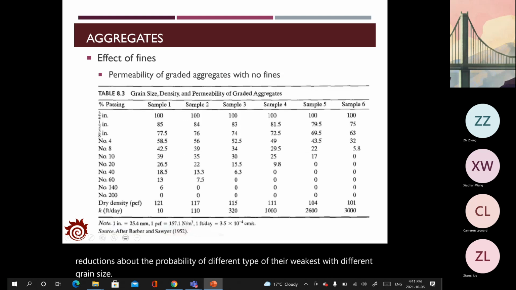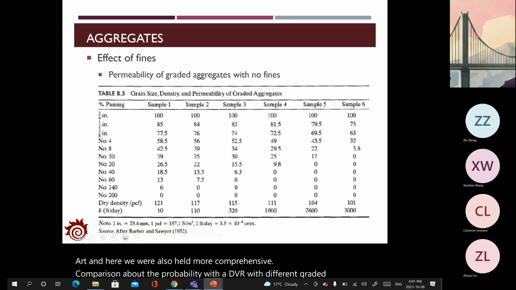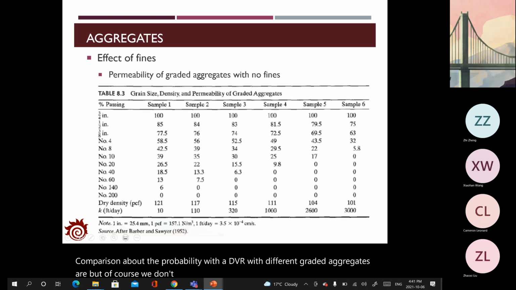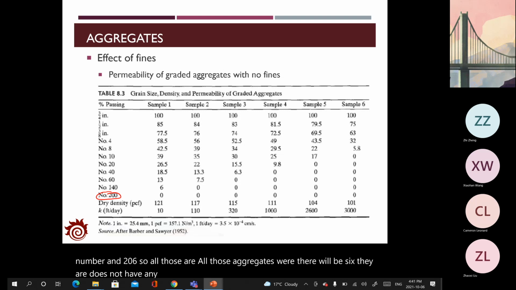And here we will also have a more comprehensive comparison of the permeability with different graded aggregates. But of course, we don't consider any fine particles which can pass through number 200 sieve. So for all those aggregates there will be 6 samples. They all do not have any fine particles with a grain size smaller than number 200 sieve.